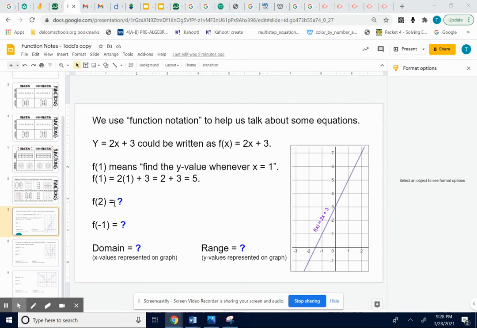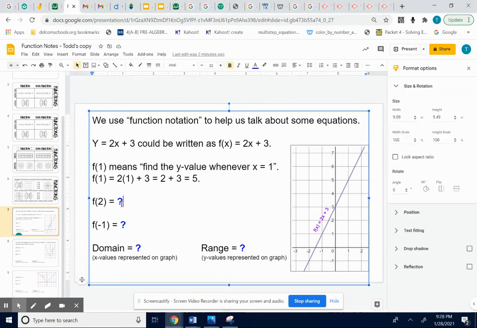So f of 2 would be taking that equation and replacing x with 2. So it'd be 2 times 2 plus 3. Okay, multiply before you add. So 2 times 2 is 4, plus 3 equals 7.